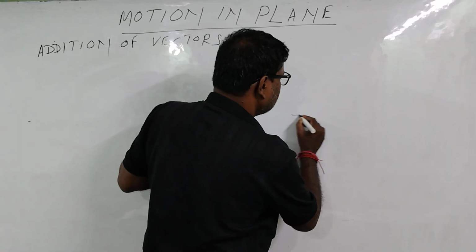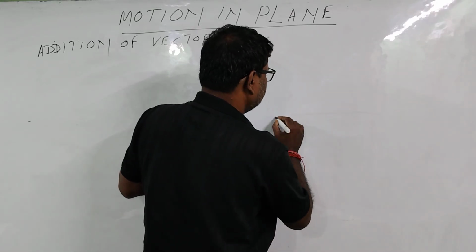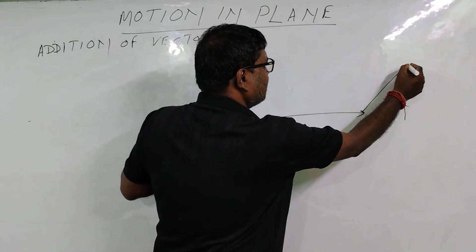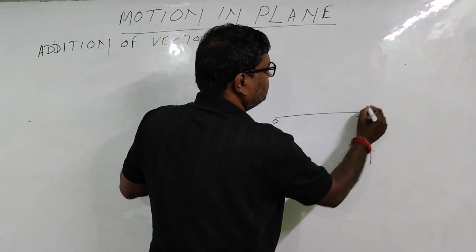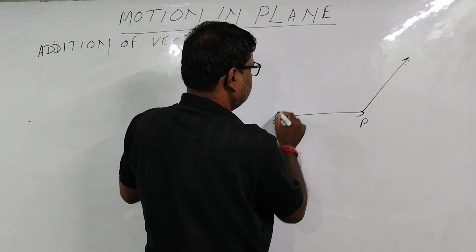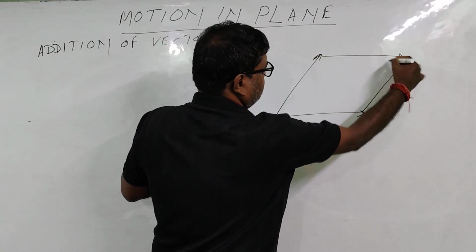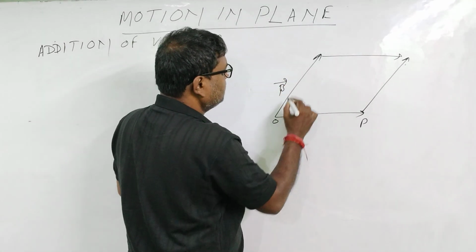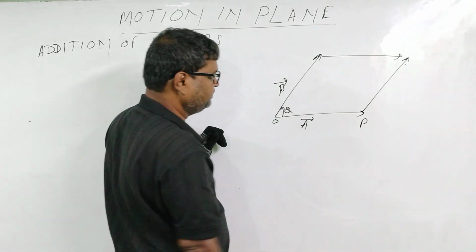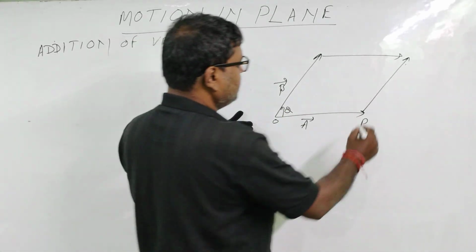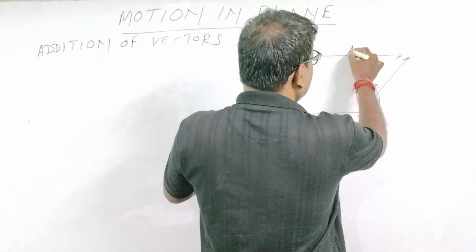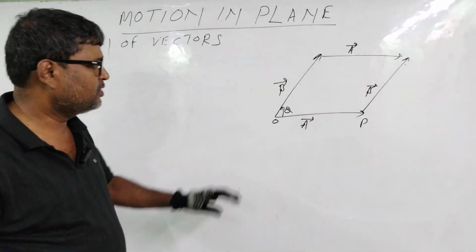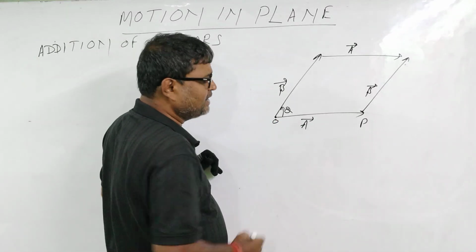Suppose this is vector OP, and we draw the parallelogram. This is vector A, this is vector B. The angle between A and B is theta. So this is also B, this is also A. These are two sides of the parallelogram drawn from a point.